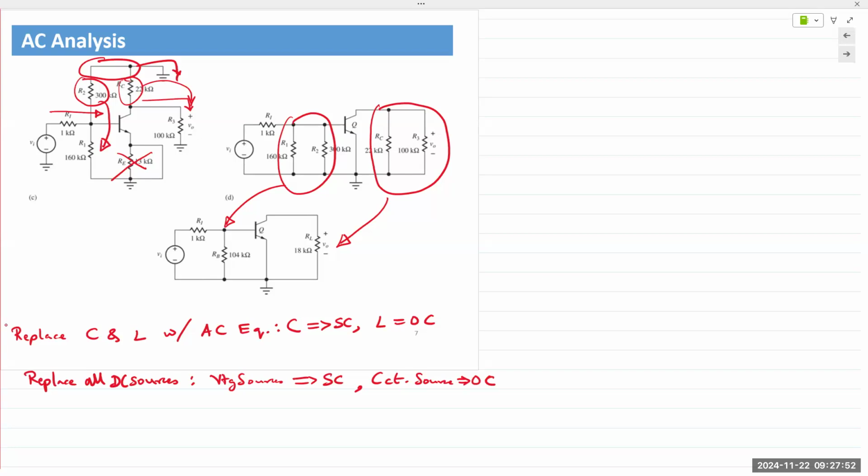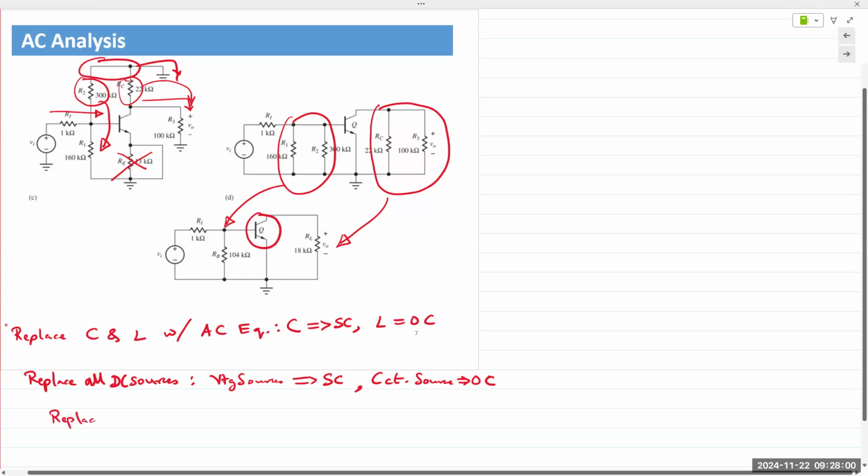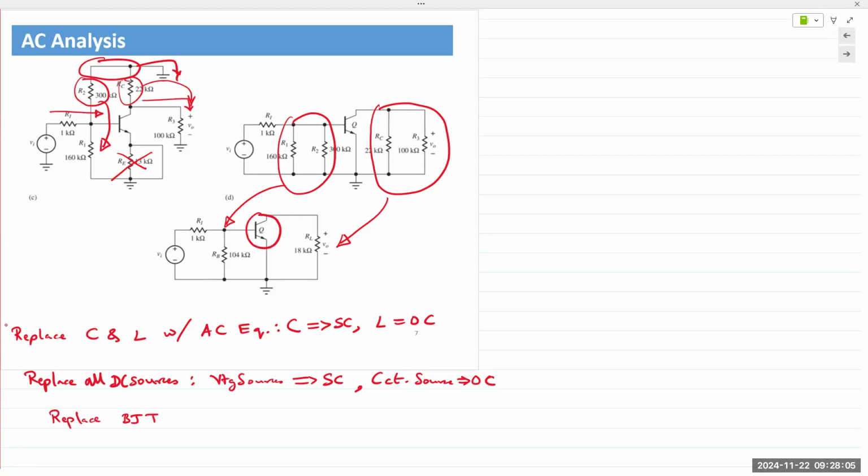And then at this point, we replace the BJT with its small signal model and analyze the circuit with VI or V in. Okay, small signal model. So that begs the question, what is a small signal model and how small does the signal need to be?